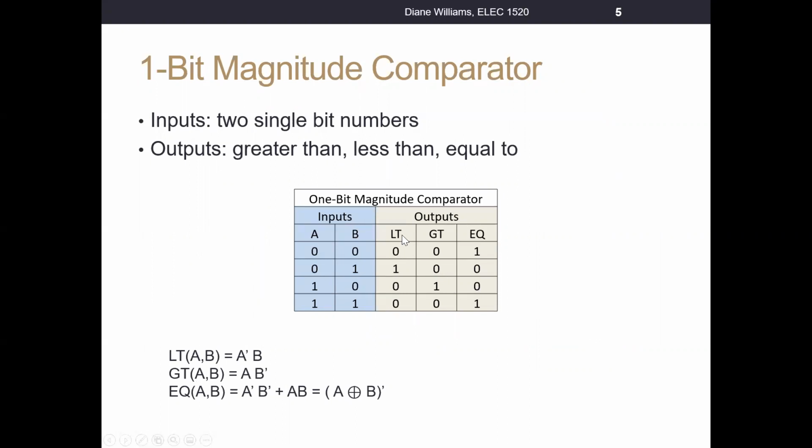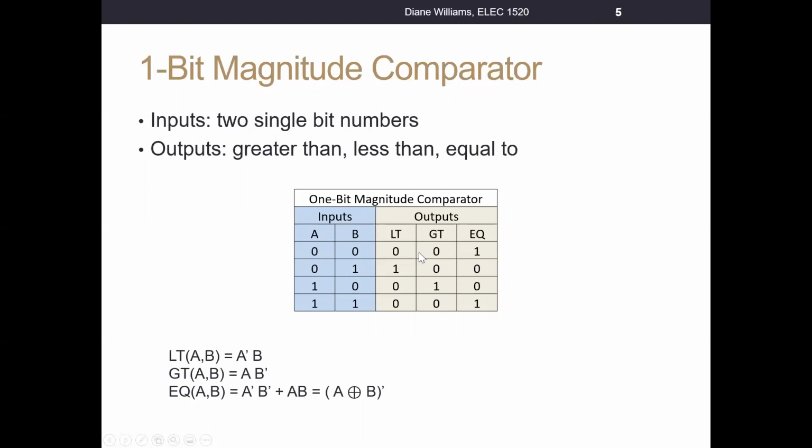LT stands for less than. It will be 1 when A is less than B. So we're comparing A and B. In the case where A is 0 and B is 0, A is not less than B, so our output is a 0. When A is 0 and B is 1, 0 is less than 1, so A is less than B, our output is a 1. When A is 1 and B is 0, 1 is greater than 0, so it's not less than B, our output is 0. And when they're equal, our output is a 0. So there's only one case in these 4 unique inputs where A is less than B.